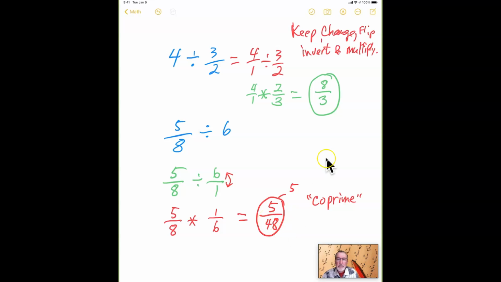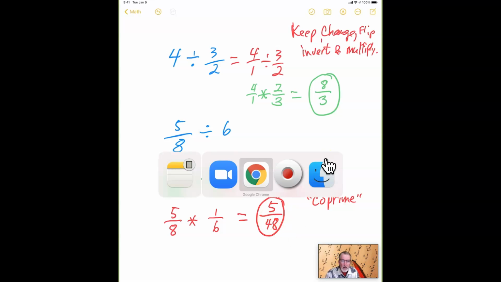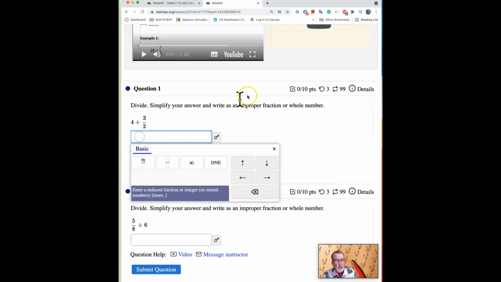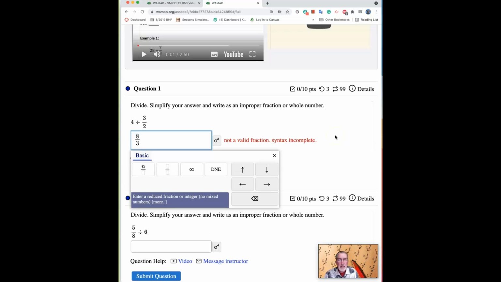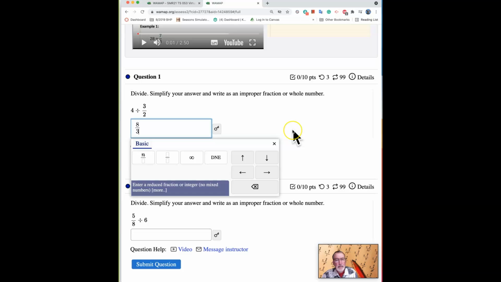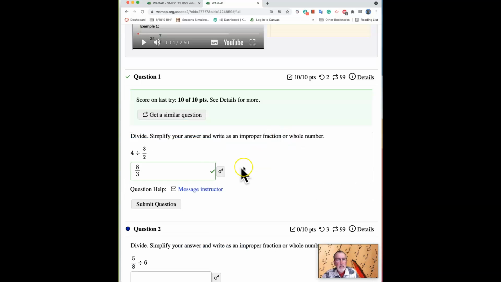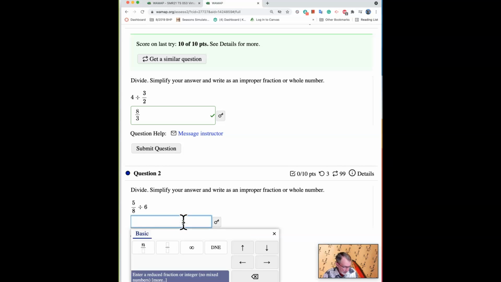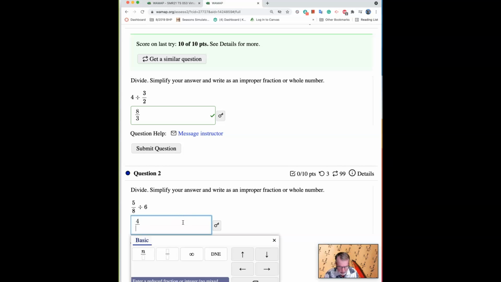So let's take these answers to WAMAP and see how it turns out. So 4 divided by 3 halves, we decided, was 8 thirds, so 8/3. And if we hit enter, we should see that is correct. Okay. And then 5/8 divided by 6, we got 5/48.